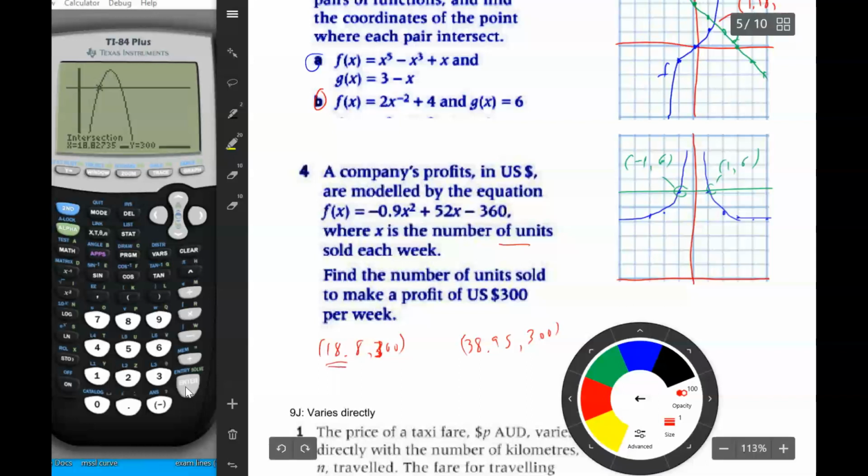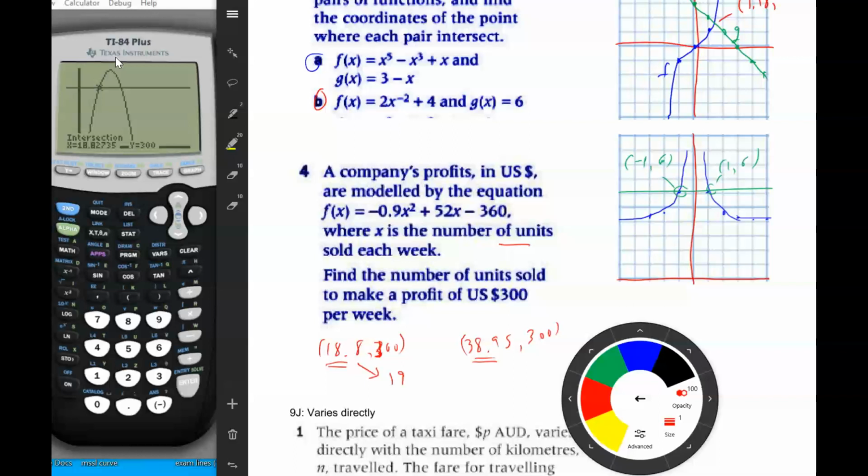So basically, we have 2 numbers of units sold each week that give us a profit of 300. There's this, and there's this, number of units sold to make a profit of $300. So it's between 18 and 19. 18 would not quite give you $300 of profit, so we would definitely change that to 19, an integer answer, because the number of units sold is not going to be a fraction, okay?